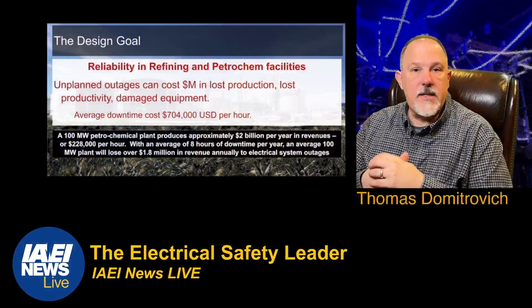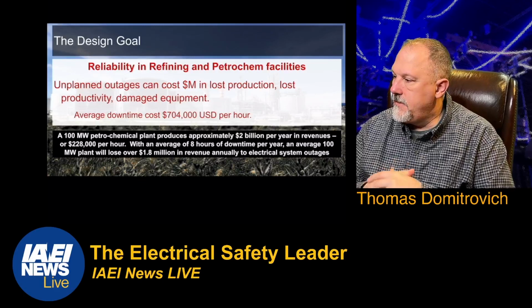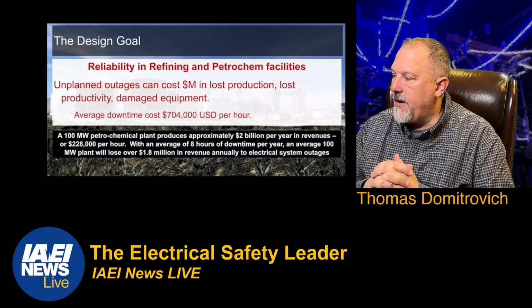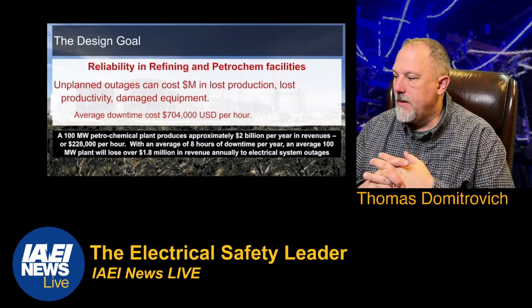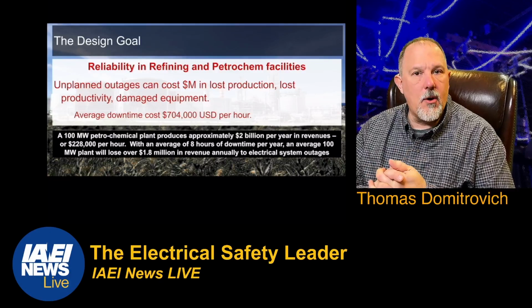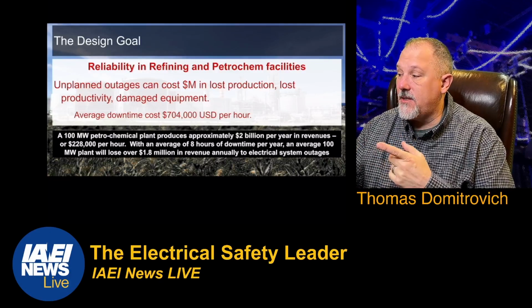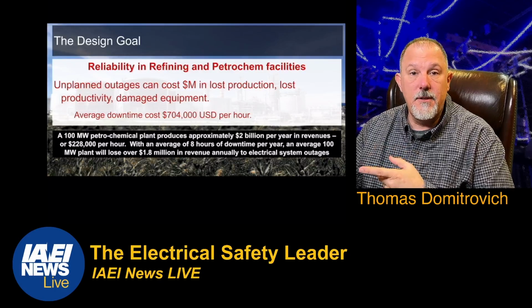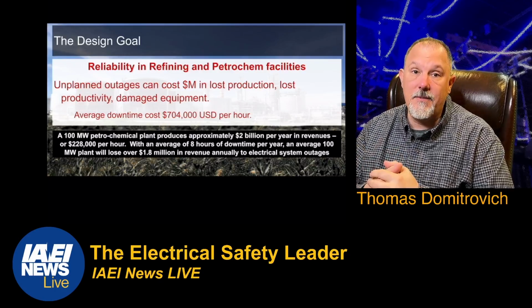Now, this is probably why they are willing to go above and beyond. This is a refining and petroleum facilities. This was a study. An average downtime cost per hour is $704,000. And these are old numbers. It's got to be higher than that today. I've been using that number for quite some time.